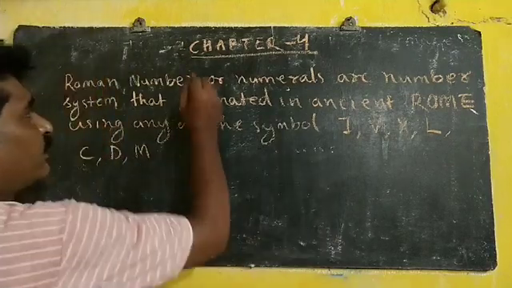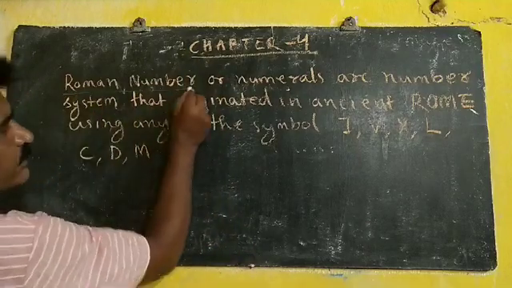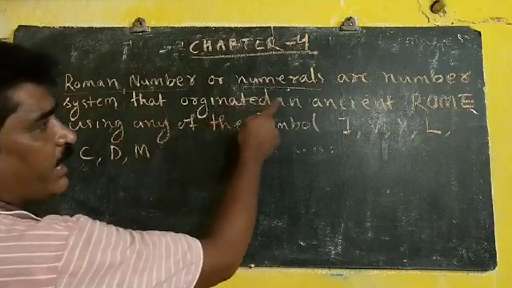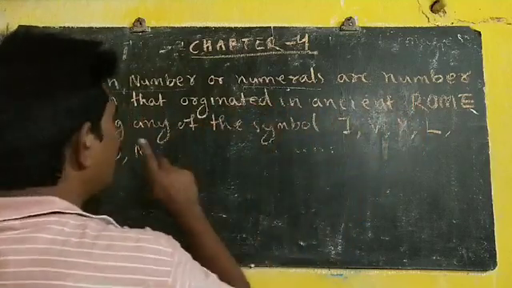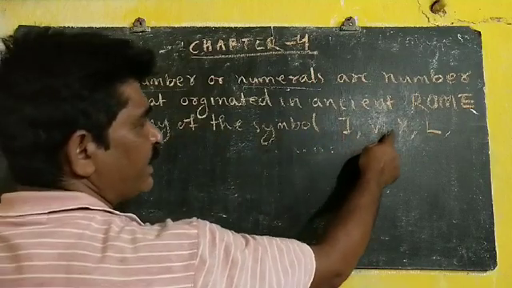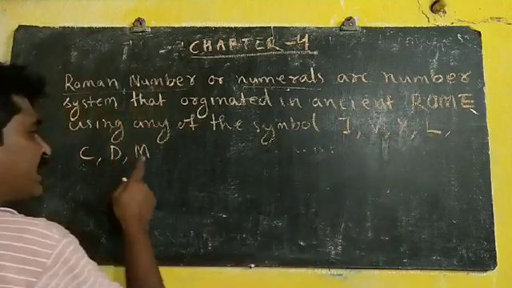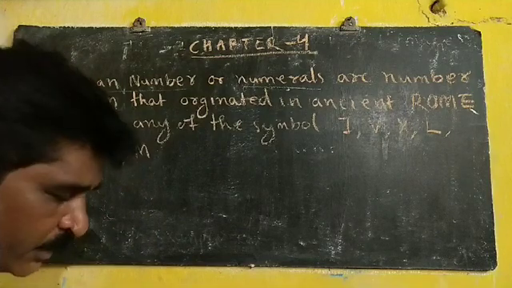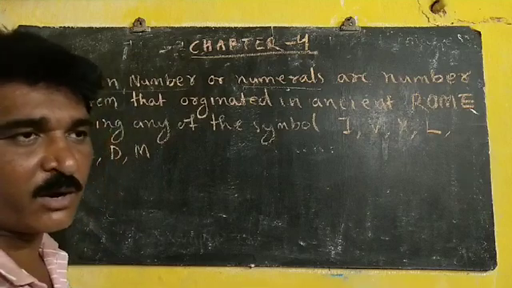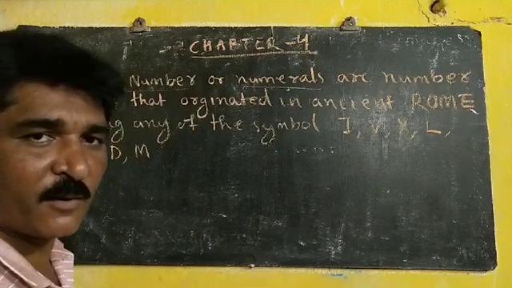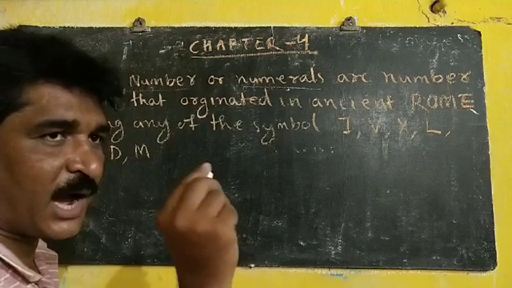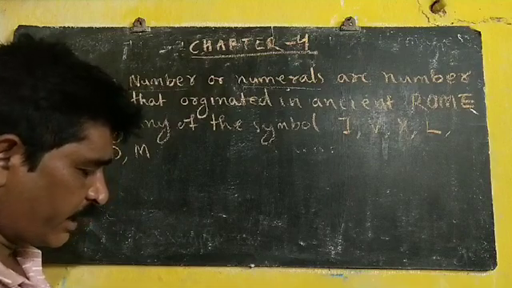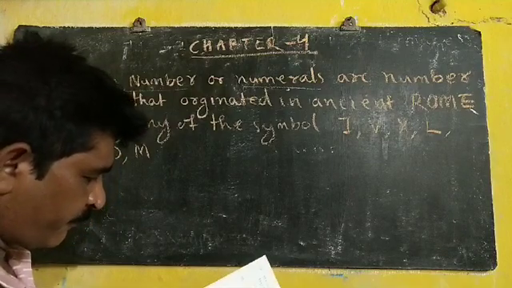Okay. So, chapter 4, Roman numerals. First of all, Roman numbers or numerals are the number system that originated in ancient Rome using any of the symbols I, V, X, L, C, D, M. Okay. It is very easy to learn and very important also. In our day-to-day life, we are using these numbers. For example, in our exam question paper, you see I, V, it is also written. In our book also, while numbering, it may appear somewhere.